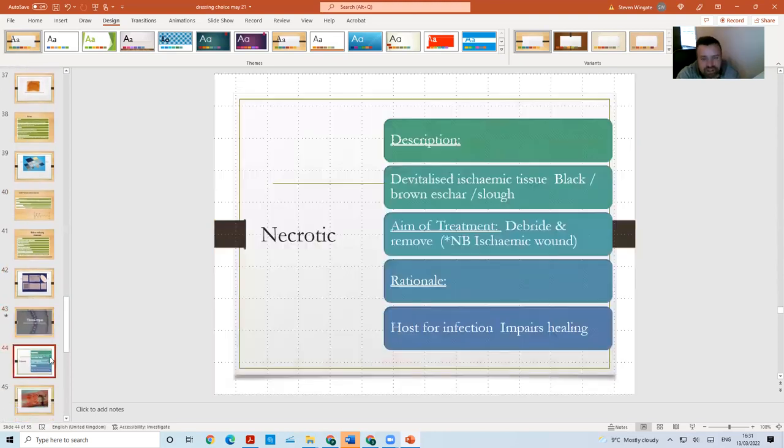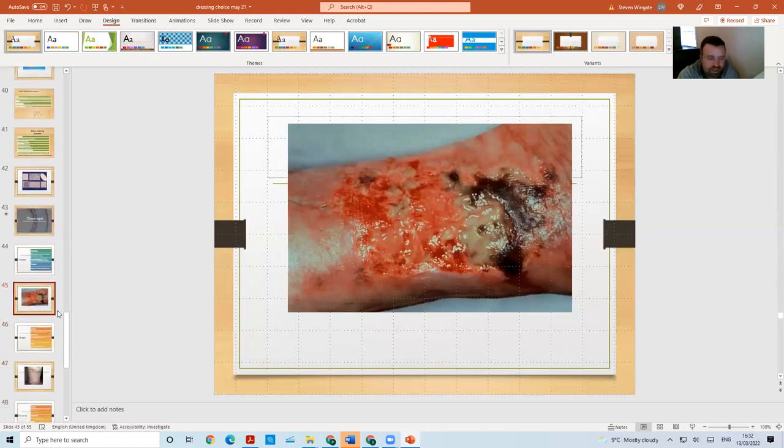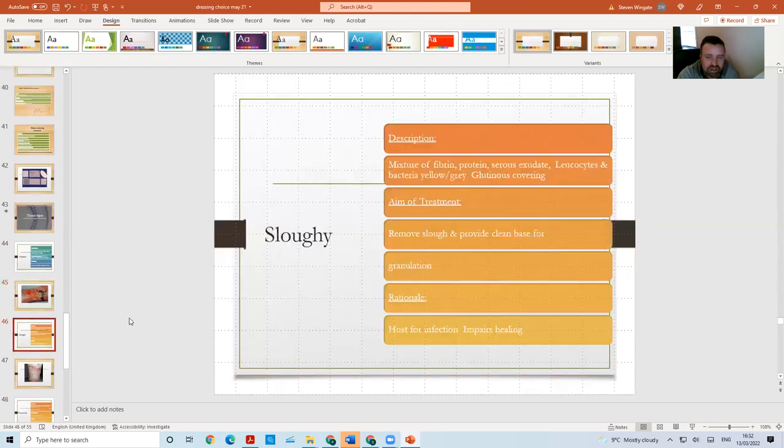So we need to have a think about tissue type. So necrotic, obviously, is where it's black. You've got that sloughing stage. We need to debride and remove, treat the wound, and obviously deal with the infection. So that's necrotic, there, the black, and the sloughing, which is the orange bit.